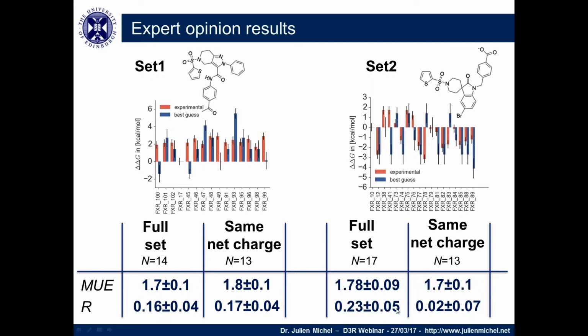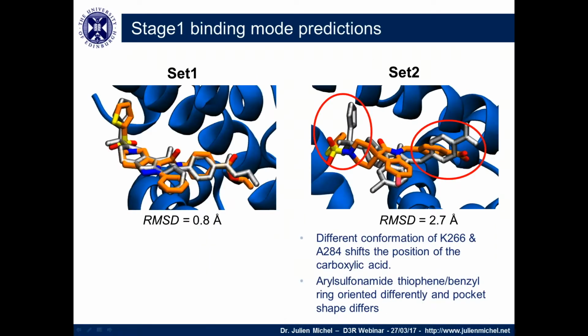For set 2, same analysis, about 1.8 kcal per mole mean error. The same net charge subgroup has an even lower R value than the full set. But overall, there was little predictive power, which was a little bit surprising, in fact.